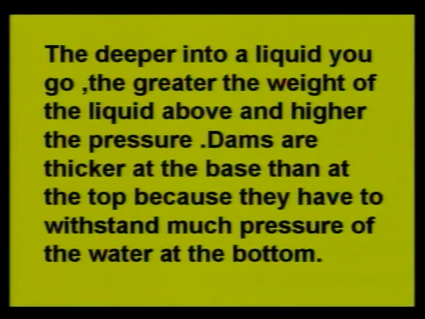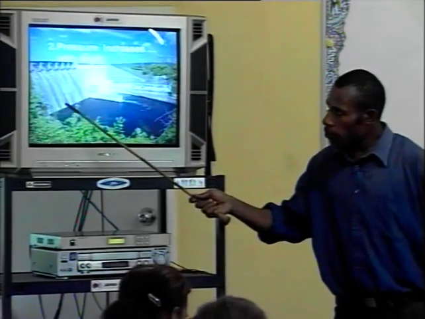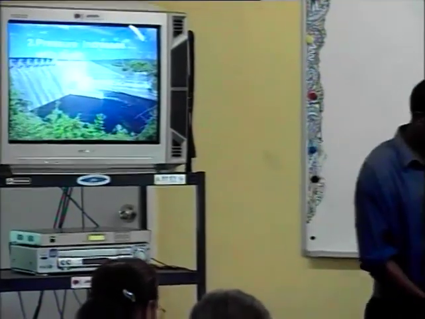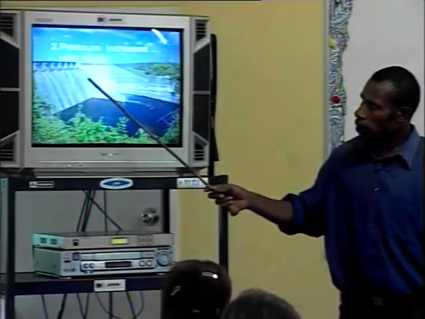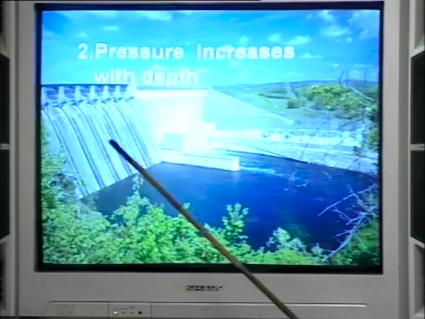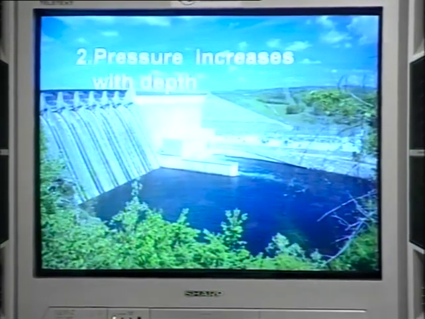That is the information for the second important point: pressure increases with depth. This picture is an example of a dam, and you find that in a dam, the base, which is down here, the pressure will be quite high at this point. That is the reason why the base will be much bigger, to withstand that pressure. We'll go on to the next.